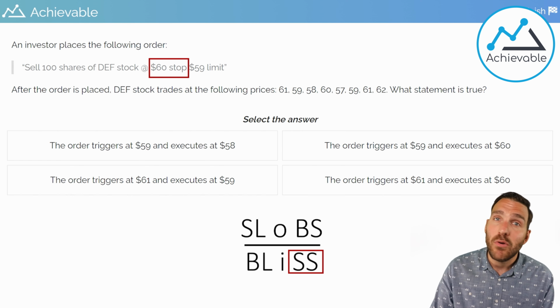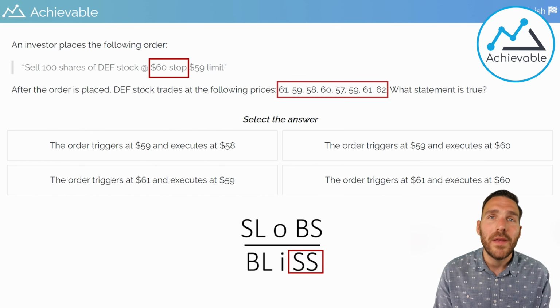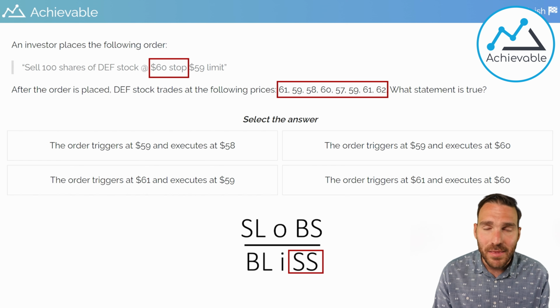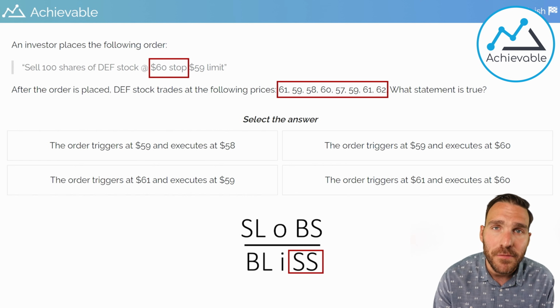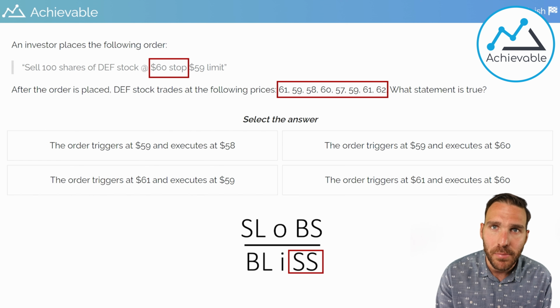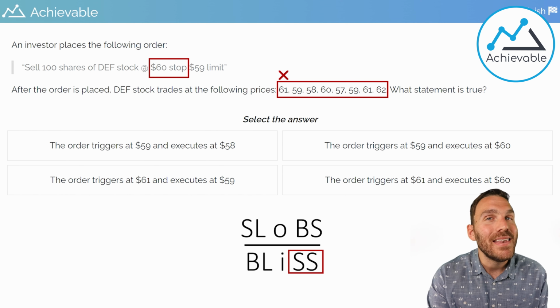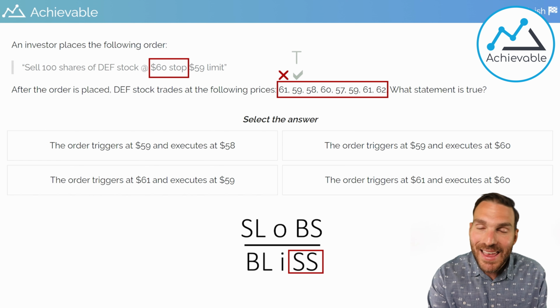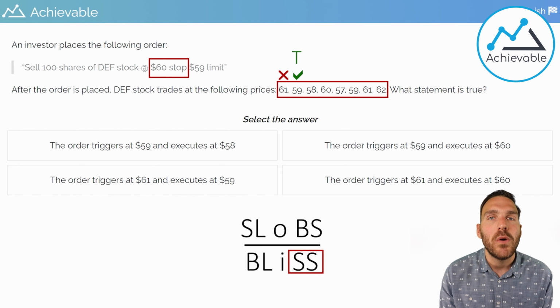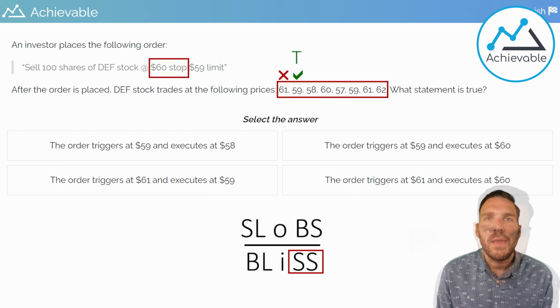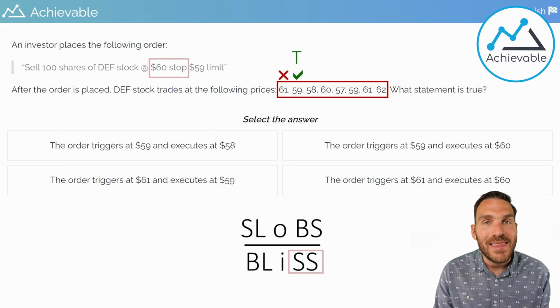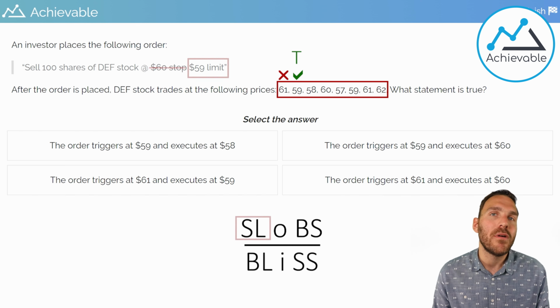So with that being said, we'll go back to the prices it traded at. We'll read the prices they give us from left to right. And the first thing we're looking for is where's the first price where we see 60 or below. 61 is not 60 or below, but the next price, 59, is 60 or below. That is where the order will initially trigger. Now, once the order triggers, it then becomes a sell limit order at 59.